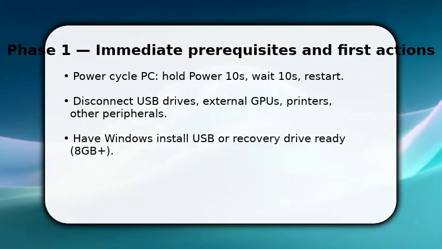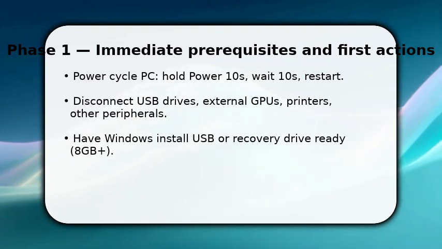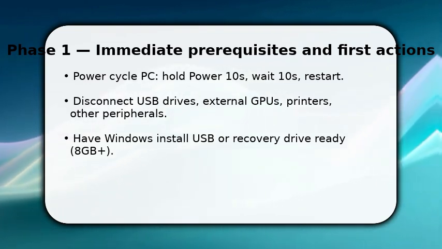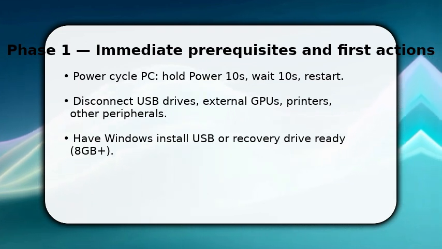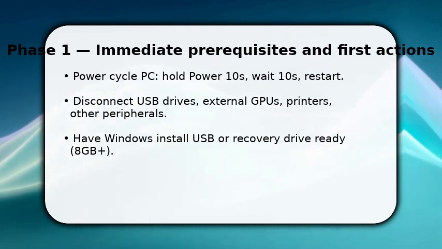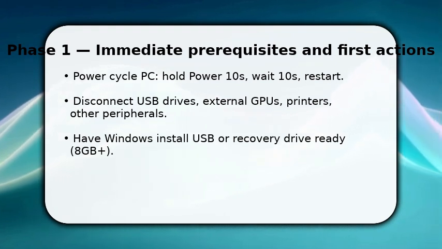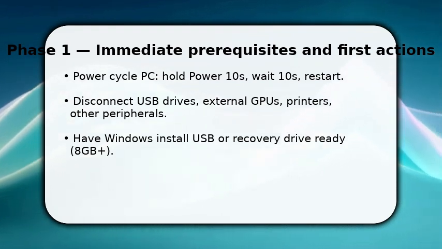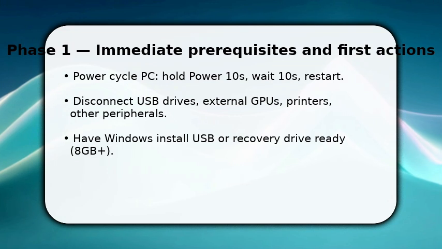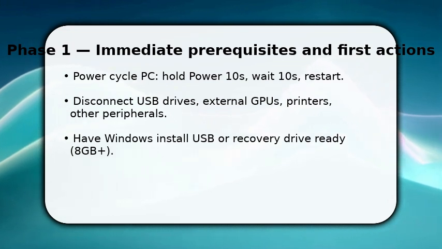You start now: power off and hold power for 10 seconds to clear transient faults, then wait another 10 seconds before restarting. Next, disconnect all USB devices and external hardware so drivers can't interfere. This isolates the problem. If you have a Windows Install USB or recovery drive ready, plug it in. It lets you access repair tools.